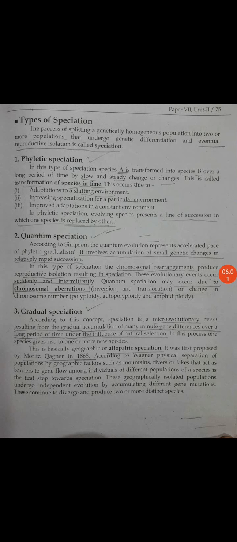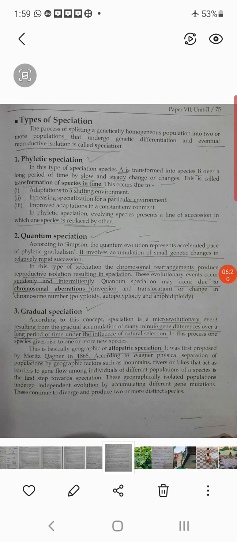This is basically geographic or allopatric speciation. This is also called allopatric speciation. It was first proposed by Moritz Wagner in 1868. Here the geographic separation of the population by geographic factors such as mountains, rivers, lakes acts as a barrier to gene flow among the individuals of different populations.